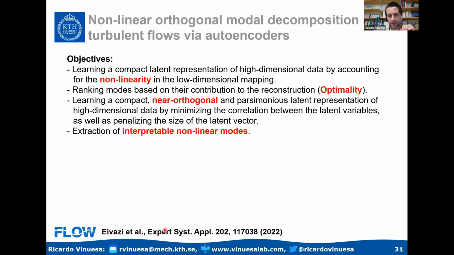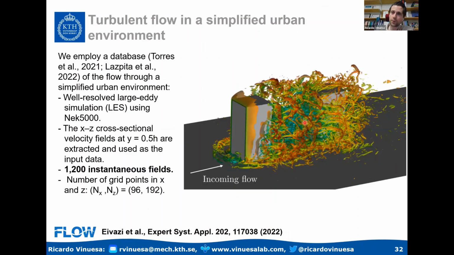So you can see the reference here to see all the computational details. Also, all the codes are available. And we did this exercise in this flow, which is a high-fidelity simulation of a simplified urban environment. You can see two obstacles. You can see the turbulent fluctuations and the vortical structures around these two obstacles. The references are here, Torres and others, and Lazpita and others in Physics of Fluids.